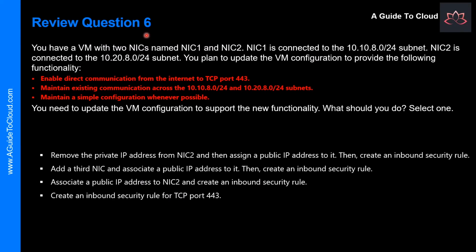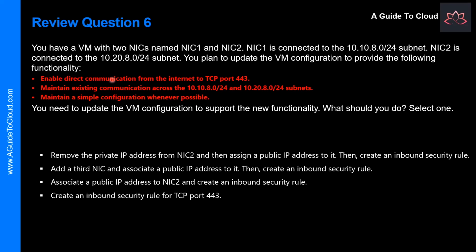All right, let's look at question number 6. You have a VM with two NICs named NIC1 and NIC2. NIC1 is connected to one IP subnet, and NIC2 is connected to another IP subnet. The only difference is 8.0 and 20.8. You plan to upgrade the VM configuration to provide the following functionality. So what are the VM configurations?